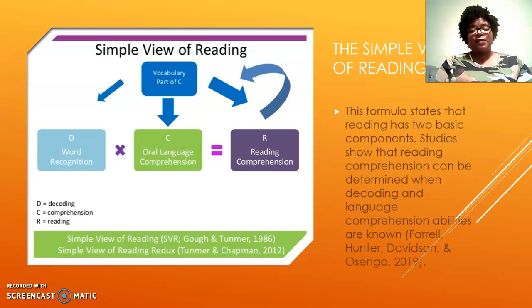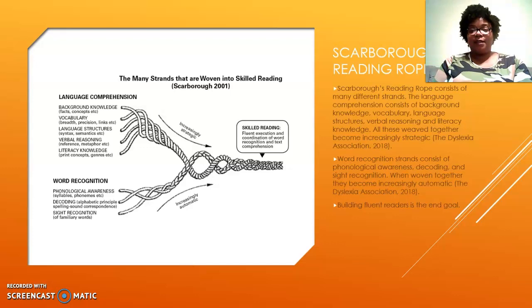And those two things are multiplied together. They're not added, they're multiplied, and the simple view of reading basically states that those two things multiplied together give you a score of a student's reading comprehension. Let's go on to the next.